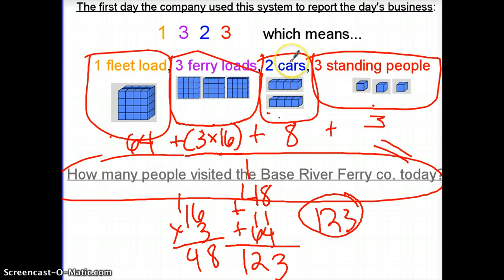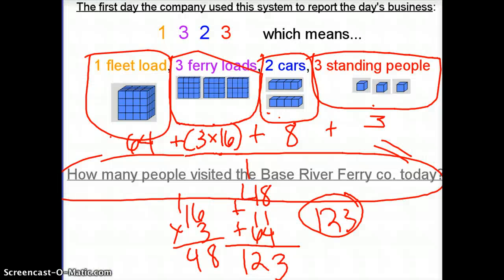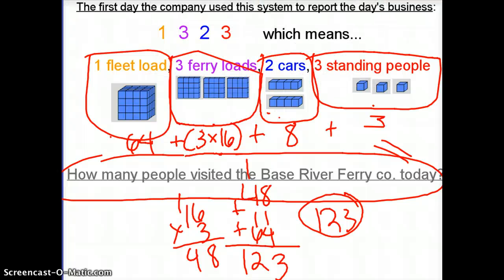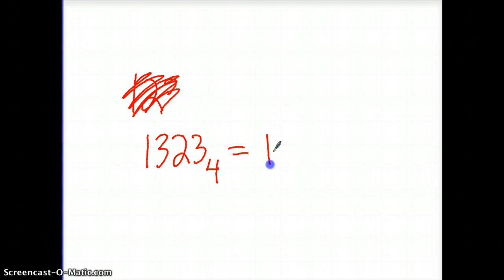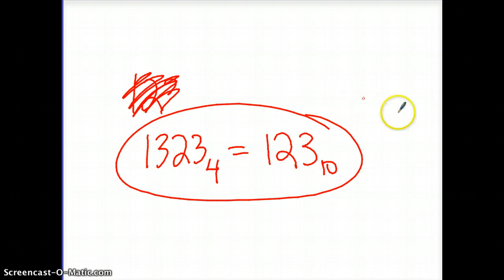So what the kids are doing here is they can experiment with the blocks and count on the blocks themselves, or use the original image that showed the value of each, 64, 16, 4, and 1, in order to decide how many people visited that day. And so actually what we're doing is making this equivalency: 1323 in base 4 is equal to 123 in base 10. And the kids don't know that they're translating yet, but in effect they are.